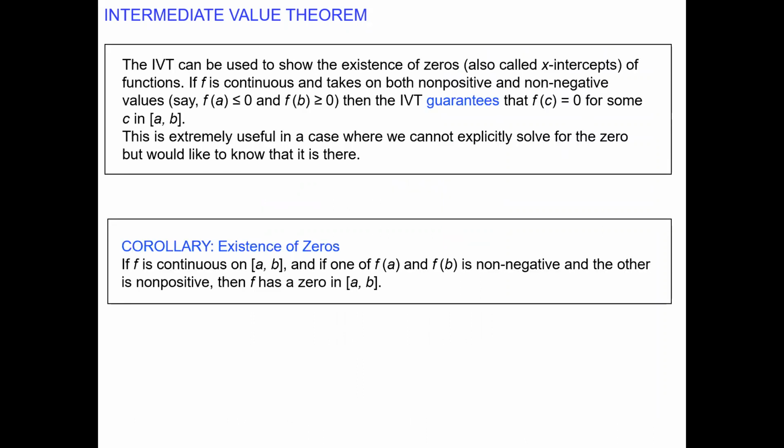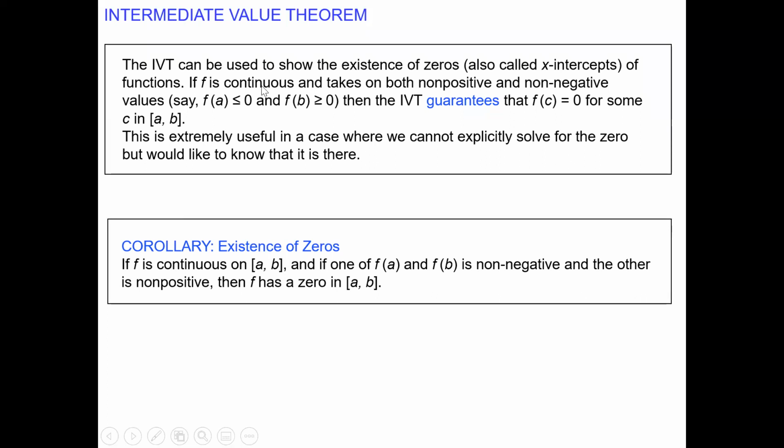And now let's look at how we can apply this. This is one of the common applications of the intermediate value theorem. The intermediate value theorem can be used to show the existence of zeros. Zeros are the x-intercepts of the function, the zeros of the function. Let's see what we can do.